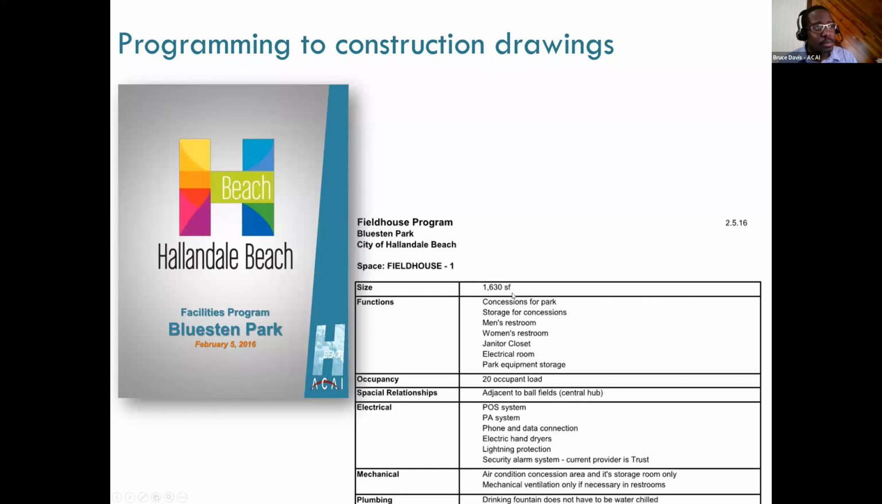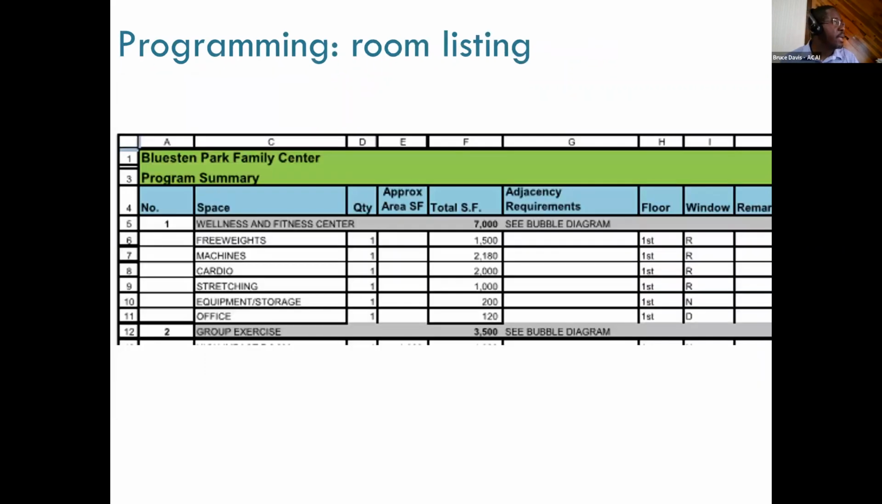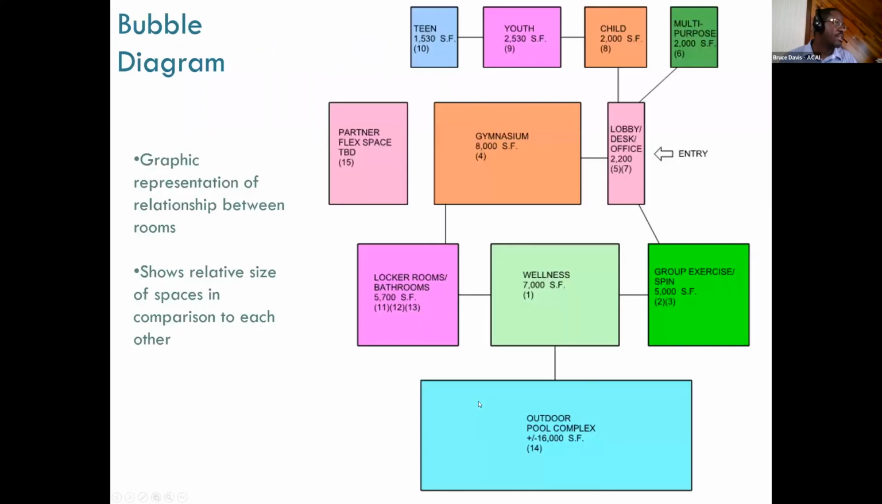Programming, we talked about programming before, where for this particular building, they listed the functions. So there was going to be a field house, and they listed the functions, how many people it needed to accommodate, and things like that. So that's another aspect of programming. The room listings, I showed you some of that before. You have the name of the space, whether it's a bedroom, bathroom, things like that. Your approximate size, where it's located, those kind of things.